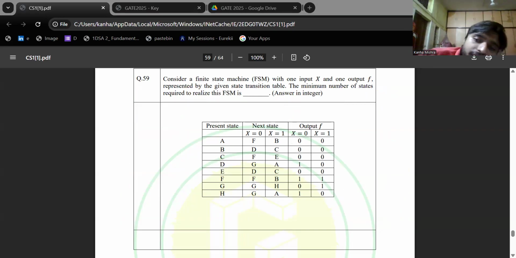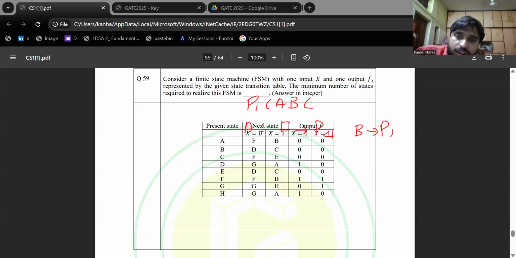Now examine whether any two states in the same group have transitions to different groups. If so, they are distinguishable. If two states in the same group have different transitions, then so group 1 was ABC. So A is going to P4 and B is going to P1. For B, D is going to P2 and C is going to P1. And for C, F is going to P4 and E is going to P3.